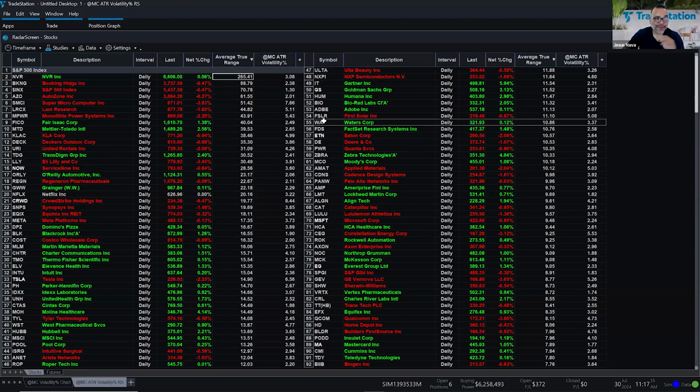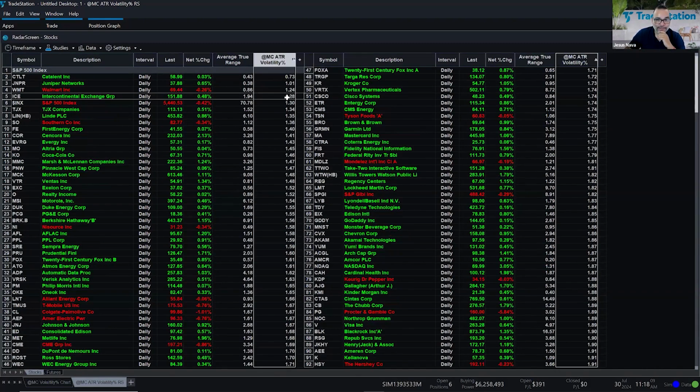Even though the quantity of dollars seems to be big in terms of how much the security is moving on average, when it's looked at from a percentage point of view, it's not that much compared to other securities. For example, we looked at NVIDIA that had a 5-point-something% movement. If we were to sort by the MC ATR volatility, then you start seeing those securities that have the most movement when compared to the price of their shares.